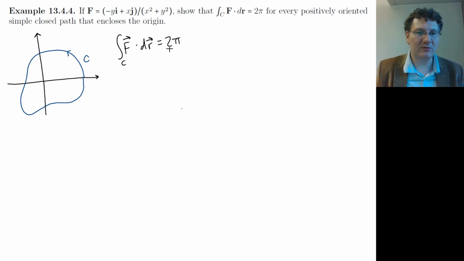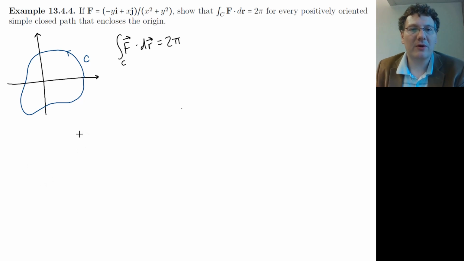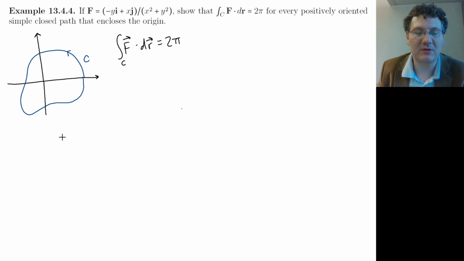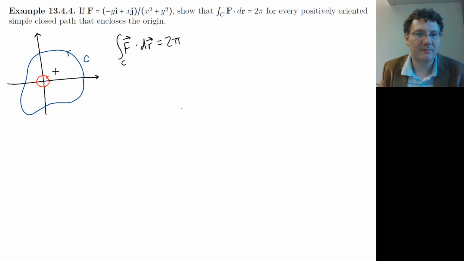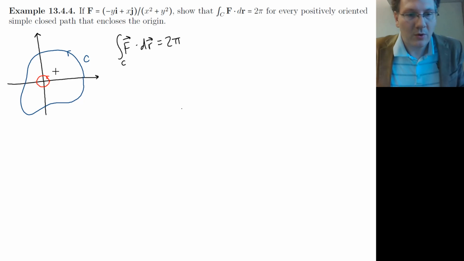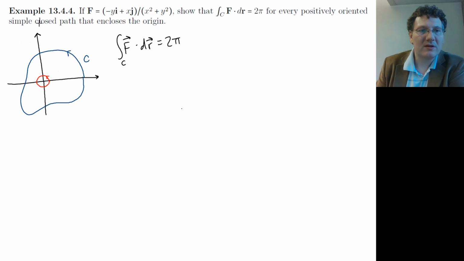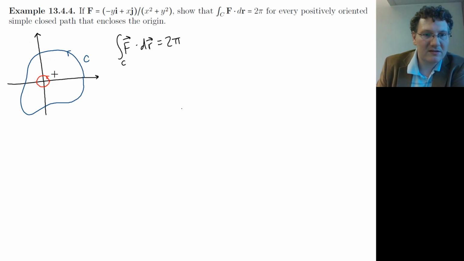So say you have some arbitrary curve C. What we're going to do is make another curve which contains the origin, and this curve is going to be a circle. This circle is also going to be positively oriented, and I'll call it C1.